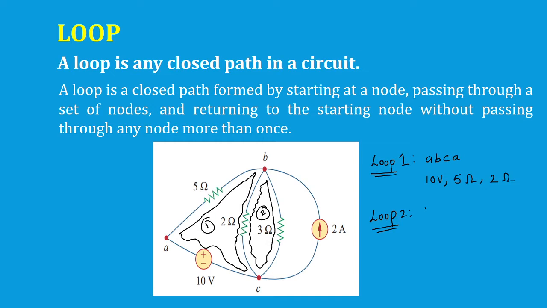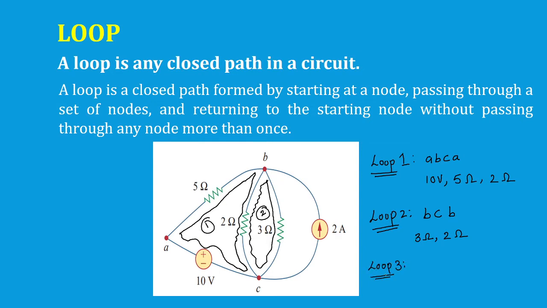So I can simply write B, C, again B, which is covering the 3 ohms resistor and then the 2 ohms resistor. Next we have something called loop 3.